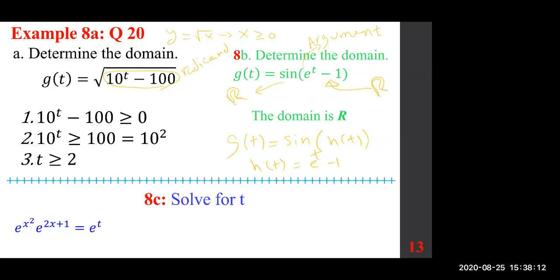Remember, this is the product rule, okay? Which means a to the power of m times a to the power of n is a to the power of m plus n, okay? So we add them up. x squared plus 2x plus 1 is e to the power of t. And therefore t is the same as x squared plus 2x plus 1. And you're done. You simply use the product rule and it works out.